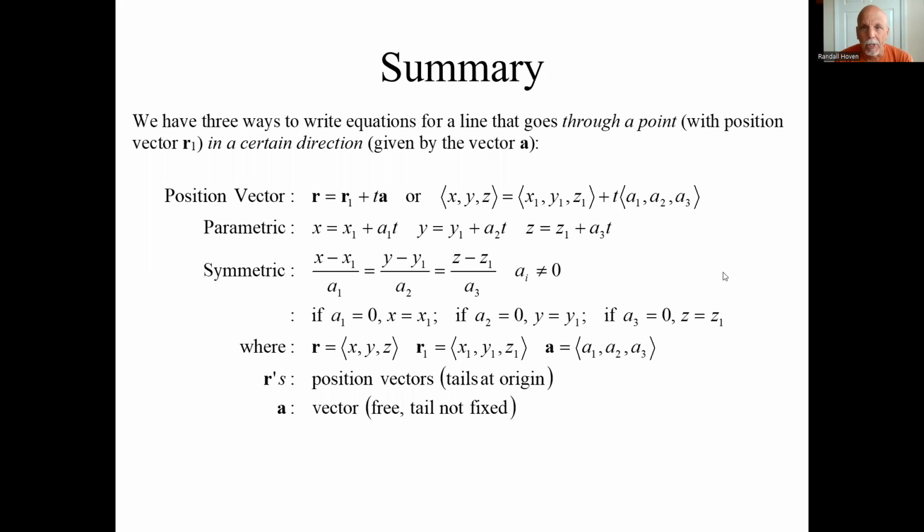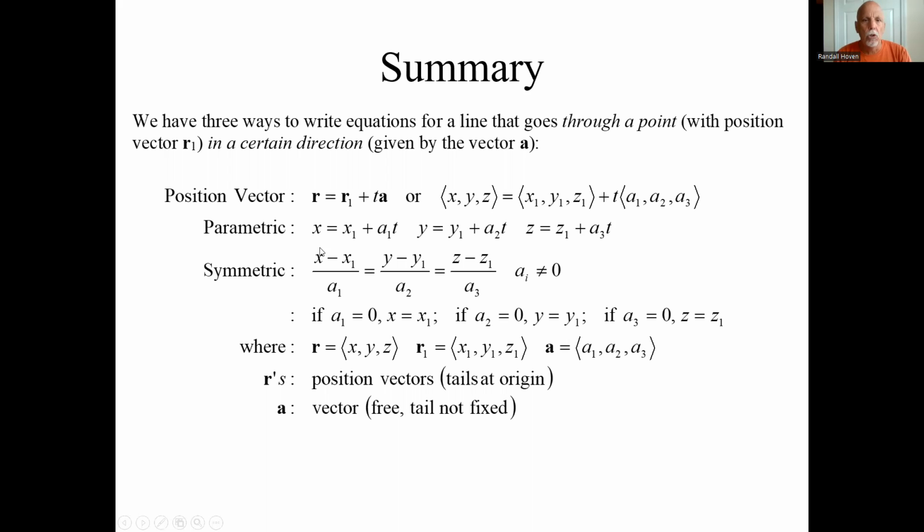Okay, before I get on to planes, I want to clarify a couple of things about lines. We have these three forms to write the equations of a line: the vector form, parametric form, and symmetric. And to write them, all I need is a point on the line or position vector to it and a direction vector A. So with a point and a direction vector, I can write any of these three equations of a line. It also goes the other way.